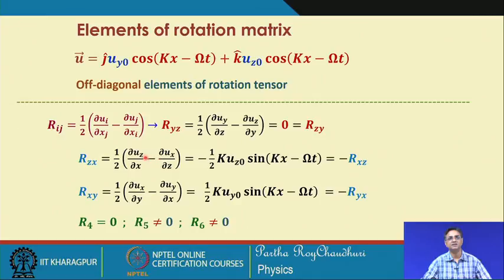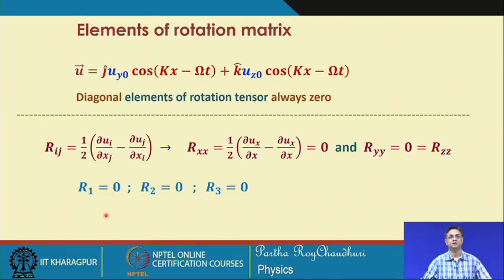But in this case, with respect to x, u z is non-zero, but with respect to z, u x is 0. So, this quantity is 0, and here this quantity is 0. Because of the differentiation you get a minus sign, and because of this minus sign and the differentiation put together, it becomes a plus sign. So, this is how we have R z x and R x y, these two are the non-vanishing rotation matrix elements which will be present.